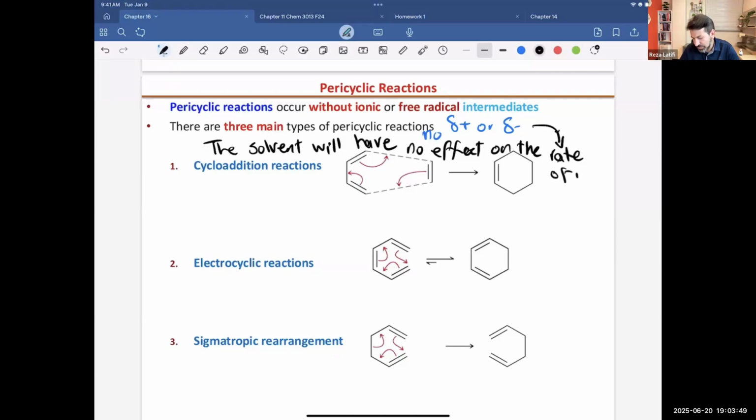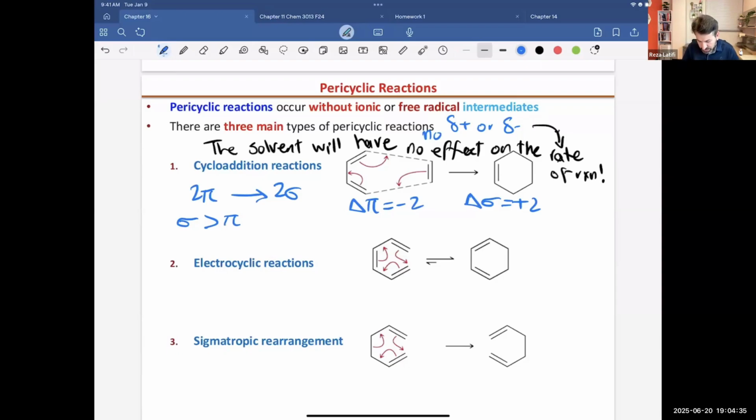We can classify them into three sections: the first is cycloaddition, the next is electrocyclic, and the third is sigmatropic rearrangement. The difference between them: in the first one, you take two pi bonds and turn them into two sigma bonds. So the change with pi is -2, while the change with sigma is +2. And remember that a sigma bond is stronger than a pi bond. So that's a good thing the reaction is doing: it takes pi and turns it to sigma, making the bonds stronger and stronger.